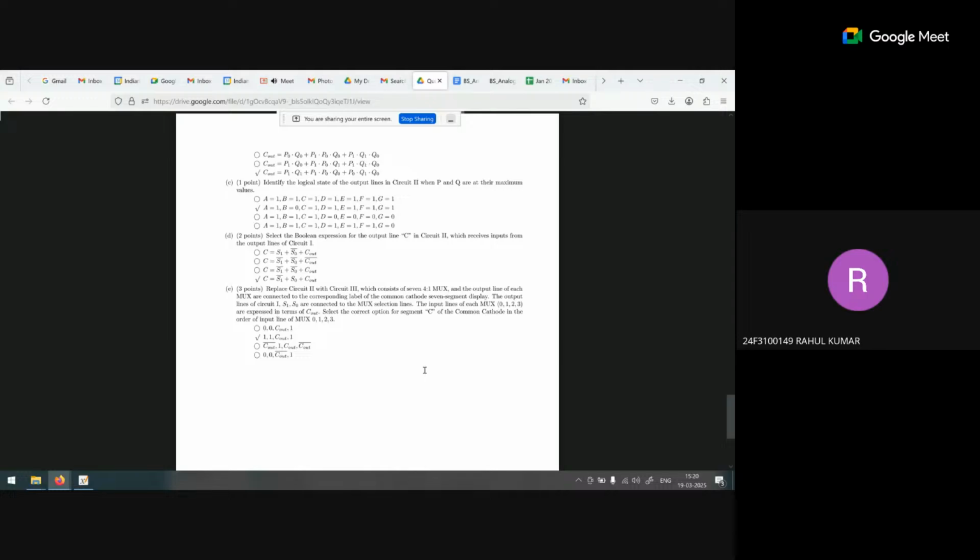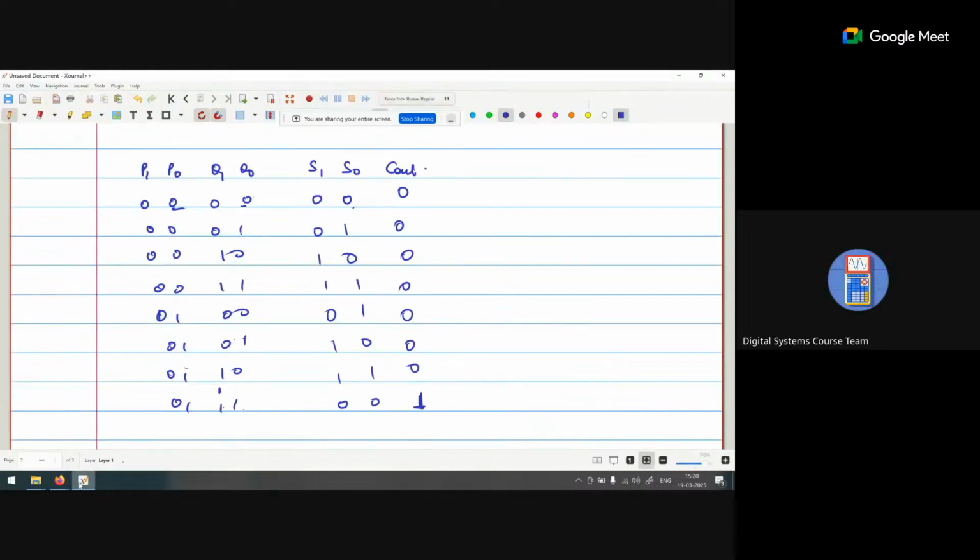Not clear, sir. For example, we have created P and Q. When P is 0, Q is 0, S1 and S0 are 0 0 and C is also 0. When 0 1, the addition is 1, so S naught is 1, S1 is 0 and carry is 0. It is 0 2, and the representation of 0 2 is 0 1 0. So S naught is 0, S1 is 1 and carry out is 0. It is 0 3, so the representation is this one. Both are 1 1. This is the 0. Now P is 1, Q is 0.